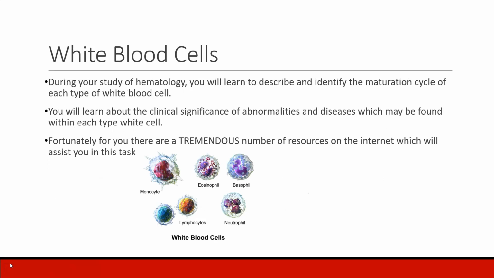So during your study of hematology, you will learn to describe and identify the maturation cycle of each type of white blood cell. You will also learn about the clinical significance. What does it mean when they're present in high or low numbers so far as the patient's health? And diseases which may be found within each type of white cell. Fortunately for you, there are a tremendous number of resources on the internet which will assist you in the task.